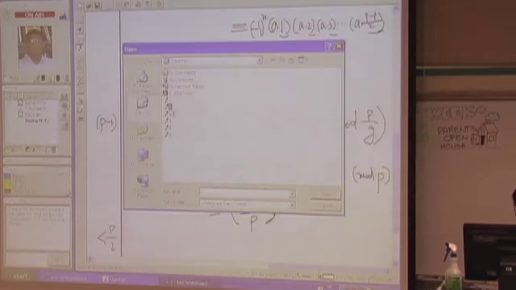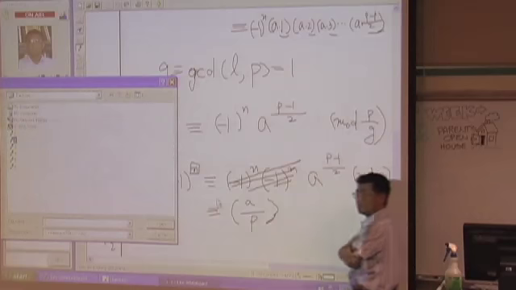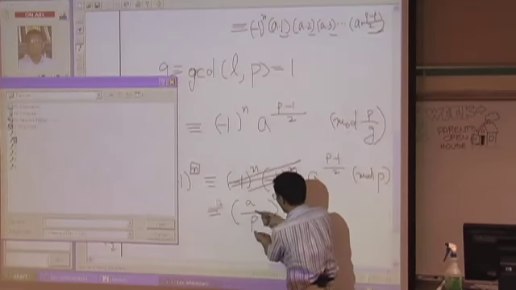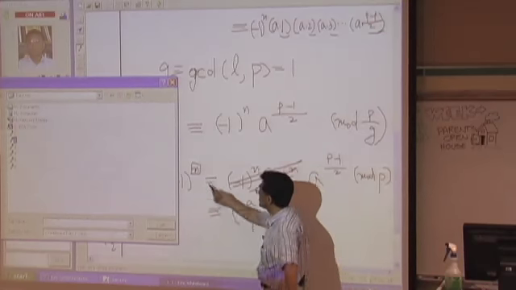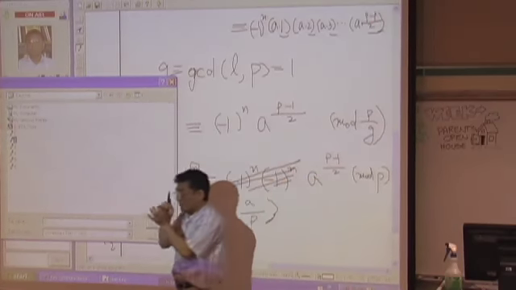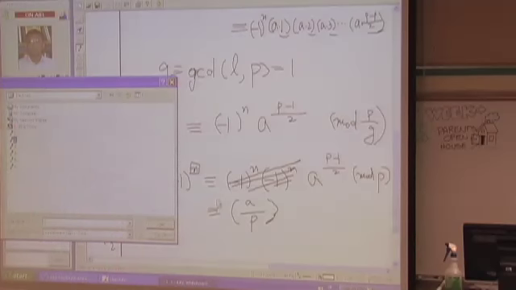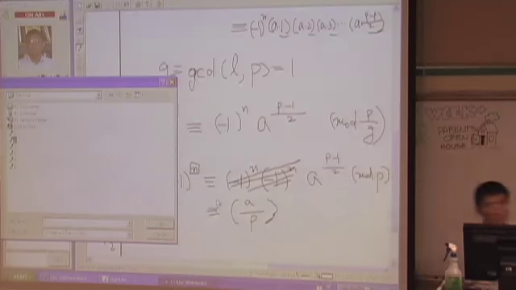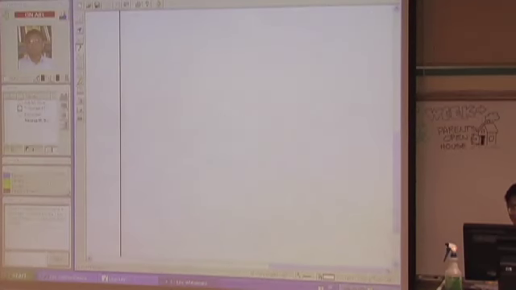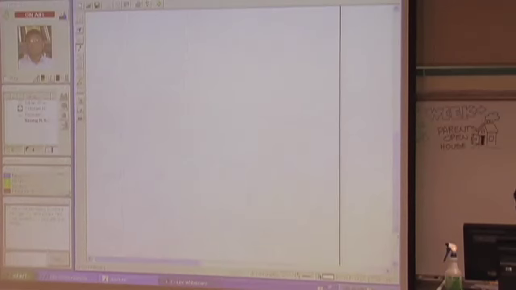So unless you stop me, I will go to the next page. If you want to stop me and ask questions. So how can you calculate A over P, the Legendre symbol A over P? Just count the number of remainders which exceed half, right? That's it. And then minus 1 to the power of that number. Then, why is it so important? Because the next portion will show you.